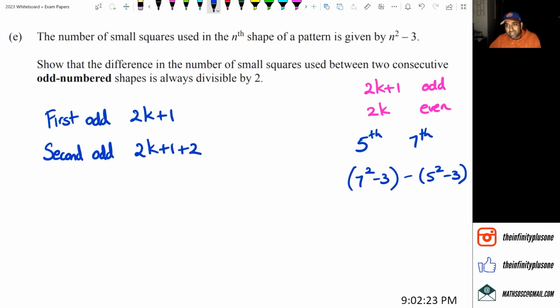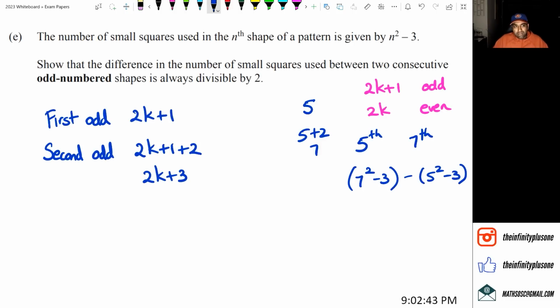And if you look at this side example that I've done, because if my first odd number is 5, then my consecutive odd number would be 2 plus 5, which is how I get that 7. And that's exactly what I've done here. So I'm going to simplify this to be 2k plus 3 instead of 2k plus 1 plus 2.